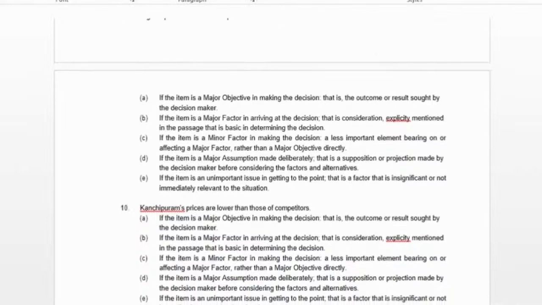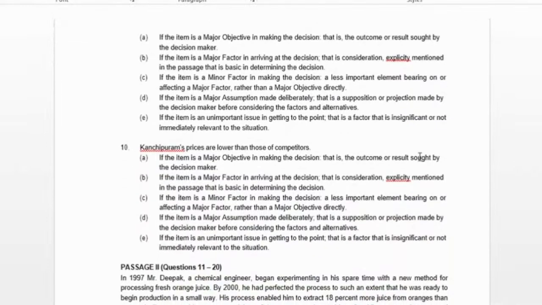தென் த லாஸ்ட் கொஸ்டின், 10th கொஸ்டின் என்ன கொடுத்துருக்காங்கன்னா, காஞ்சிபுரம் ப்ரைசஸ் ஆர் லோவர் தேன் தோஸ் ஆஃப் காம்படிட்டர்ஸ். இதுவும் ஆர்குமெண்ட்ஸ் ஃபாரில் கொடுத்துருக்காங்க. இவங்களோட காம்படிட்டர்ஸ் ப்ரைஸ் காட்டிலும் இவங்க லோவராக கொடுக்குறாங்க போது கண்டிப்பாக இந்தியா, இது நம்ம இந்தியாவை பற்றி பேசிகிட்டு இருக்கோம். இந்தியா இட்ஸ் அ ப்ரைஸ் சென்சிட்டிவ் மார்க்கெட், ப்ரைஸ் பிளேஸ் அ வைட்டல் ரோல். ப்ரைஸஸ் நமக்கு லோவராக இருக்கிறதுனால கண்டிப்பாக இது ஒரு மேஜர் ஃபேக்டராக மாறிடுது. ஸோ 10th ஒனுக்கு ஆப்ஷன் பி, த ஐட்டம் இஸ் அ மேஜர் ஃபேக்டர், இதுதான் அந்த பிஸ்னஸ் சிச்சுவேஷன்.